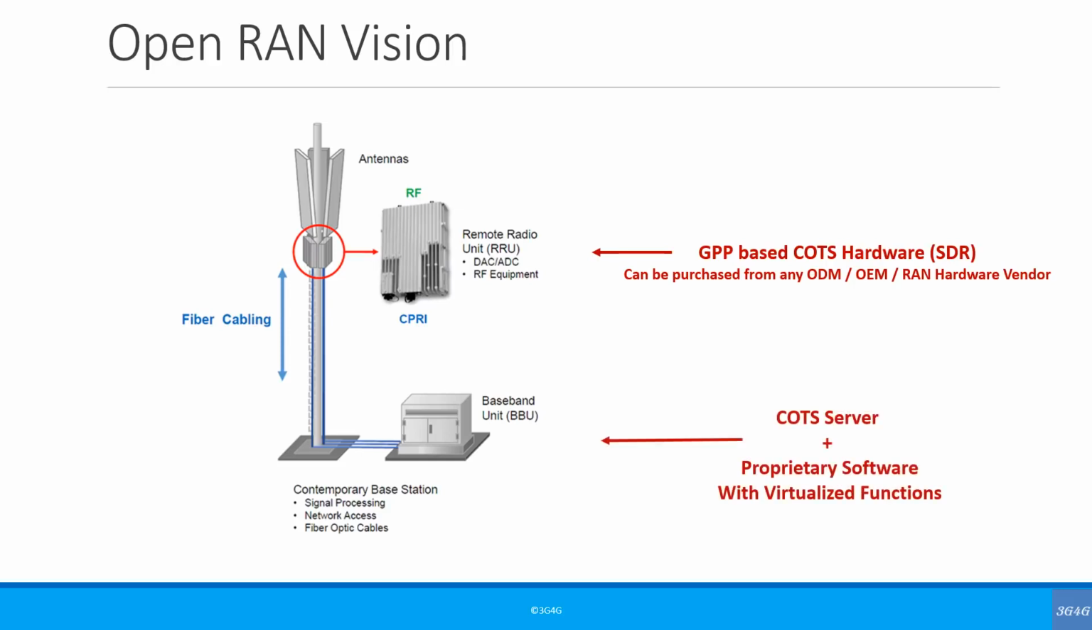The BBU here remains the same as in the case of vRAN: COTS server plus the vendor's own proprietary software with virtualized function. But the main thing is the interface between BBU and RRU is now an open interface. So any vendor software can work on any open RRU or RRH.